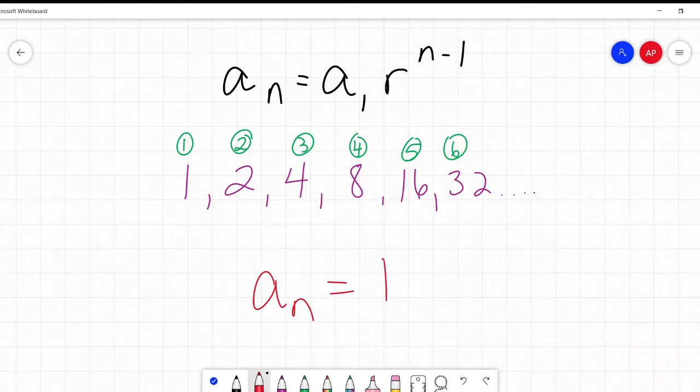Our ratio, and I'm going to multiply this. I'm putting a little dot to indicate I'm multiplying. My ratio is 2. I am multiplying by 2 each time. And then I leave the n minus 1. And that's it. I've written it.